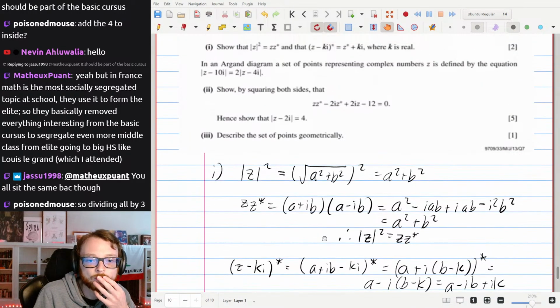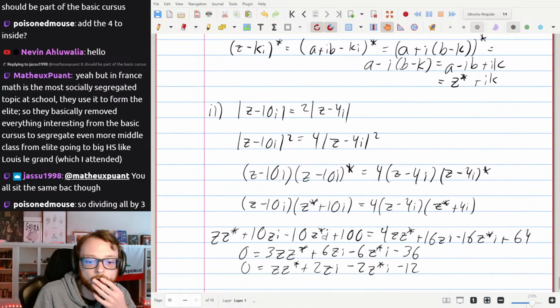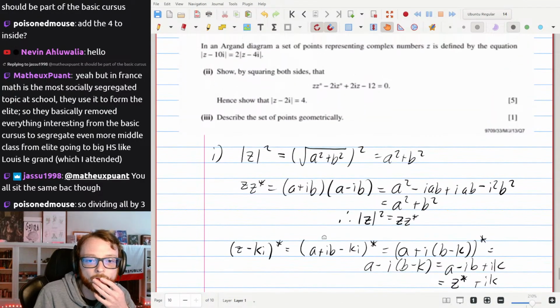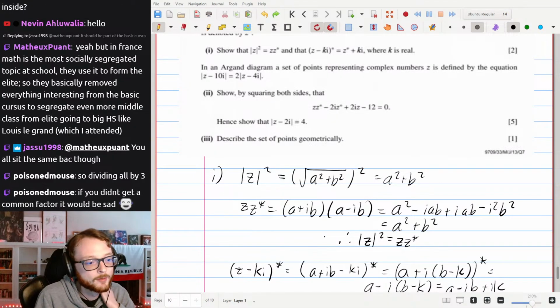Does that match? Yeah, looks like it does. Okay, good. So we got the first part of number 2. Now we need to go down to that part. Sure, the magnitude of z minus 2i is 4.